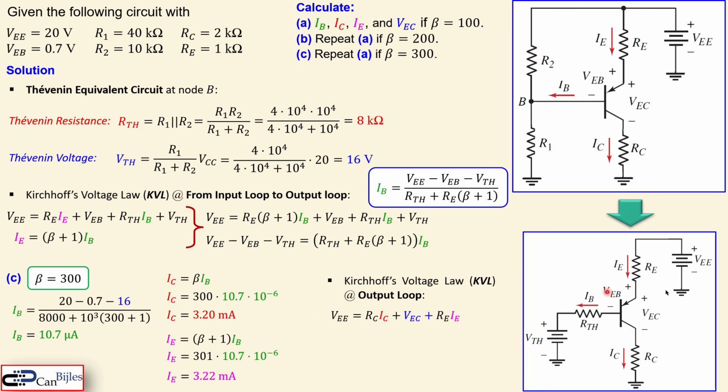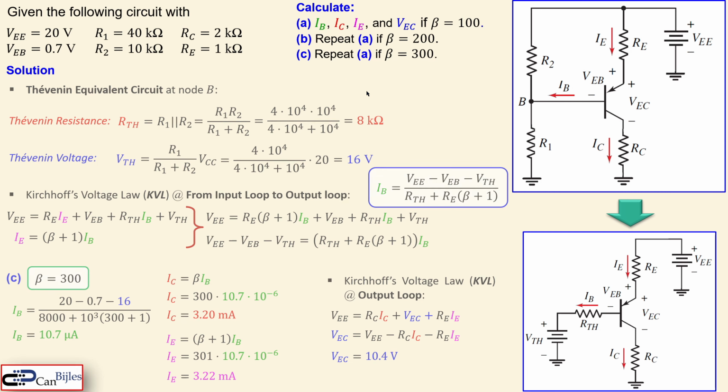Now again, we set up the Kirchhoff's voltage law here at the output loop, setting up the equation. We know we need VEC. Now new values for IC and IE can be substituted in this expression. You get now 10.4 volts. So we now have every unknown here for these A, B, and C calculations.